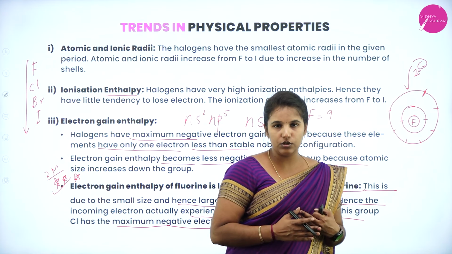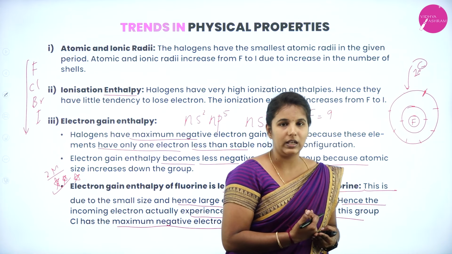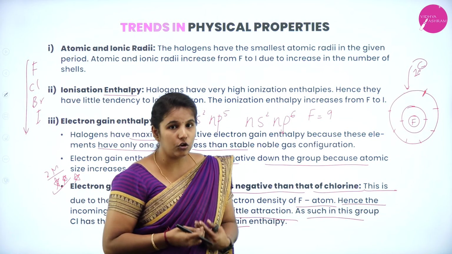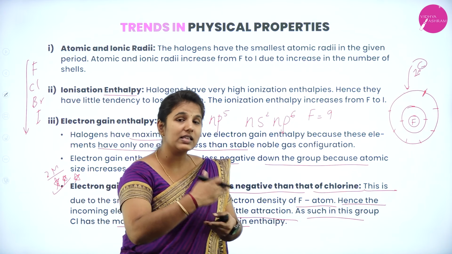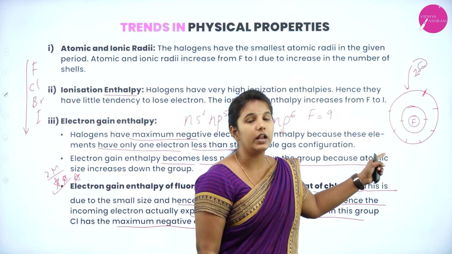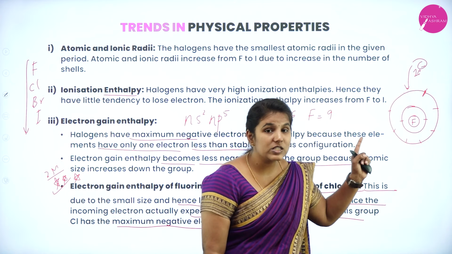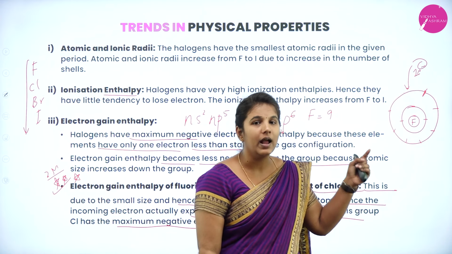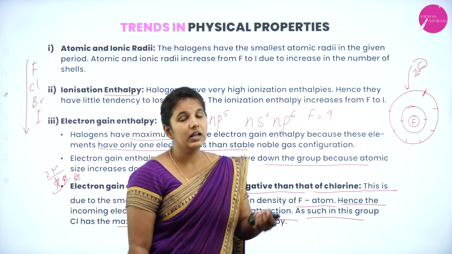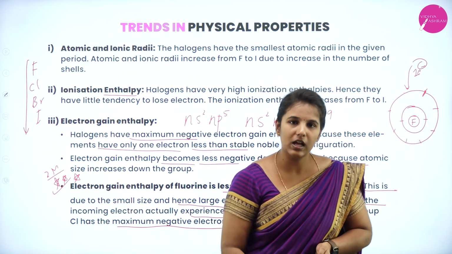As a result of this, the electron gain enthalpy becomes very low for fluorine compared to chlorine, because chlorine can easily accept 1 electron to get a stable electronic configuration compared to fluorine. Because of the smaller size of fluorine, it experiences more repulsion and very little attraction towards the electron. That is why fluorine has less electron gain enthalpy than chlorine.